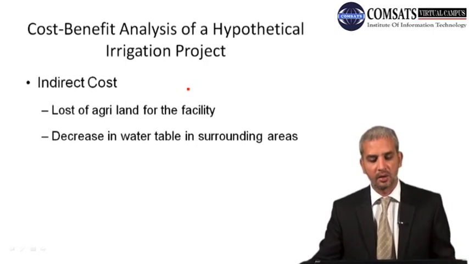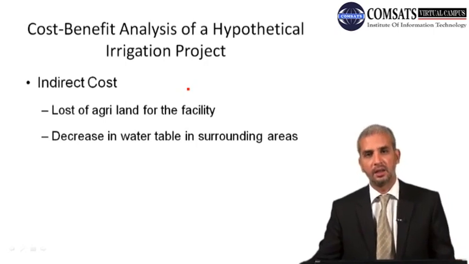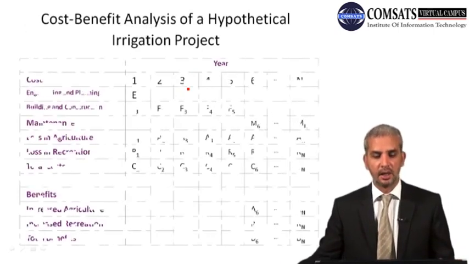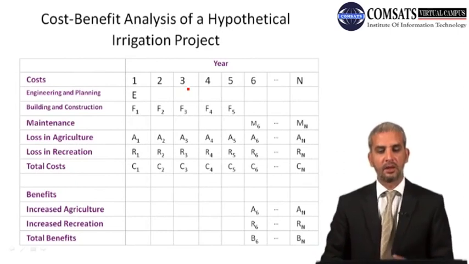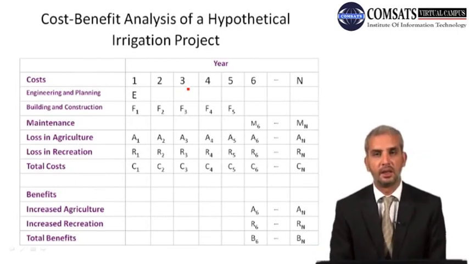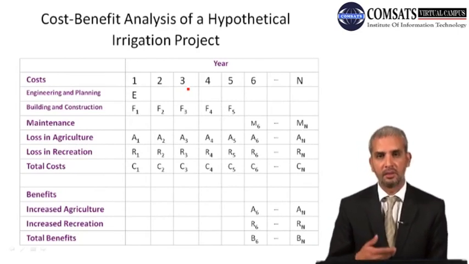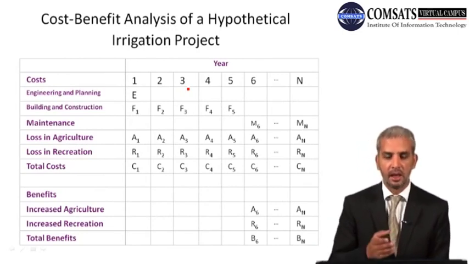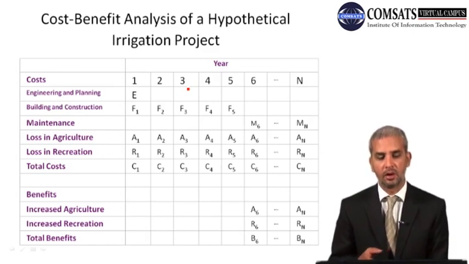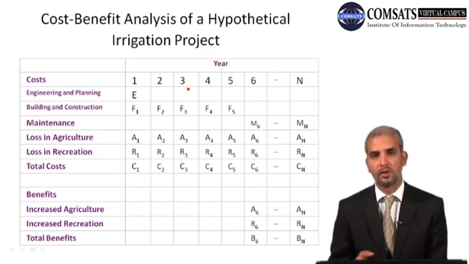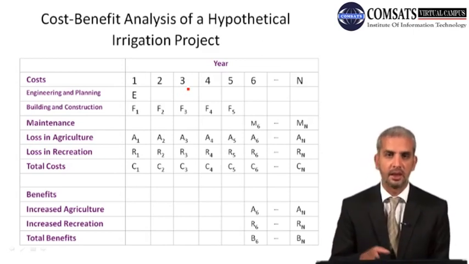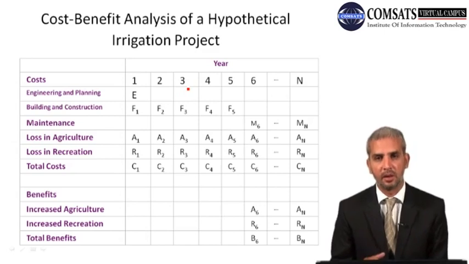We discussed the indirect costs in terms of loss of agricultural land and decrease in water tables. Then we formulated a cost and benefit analysis of the hypothetical irrigation project in a table, and we listed the costs and benefits on the left hand side, and then from column 2 onwards we considered the various years in which various costs are incurred and various benefits come out.